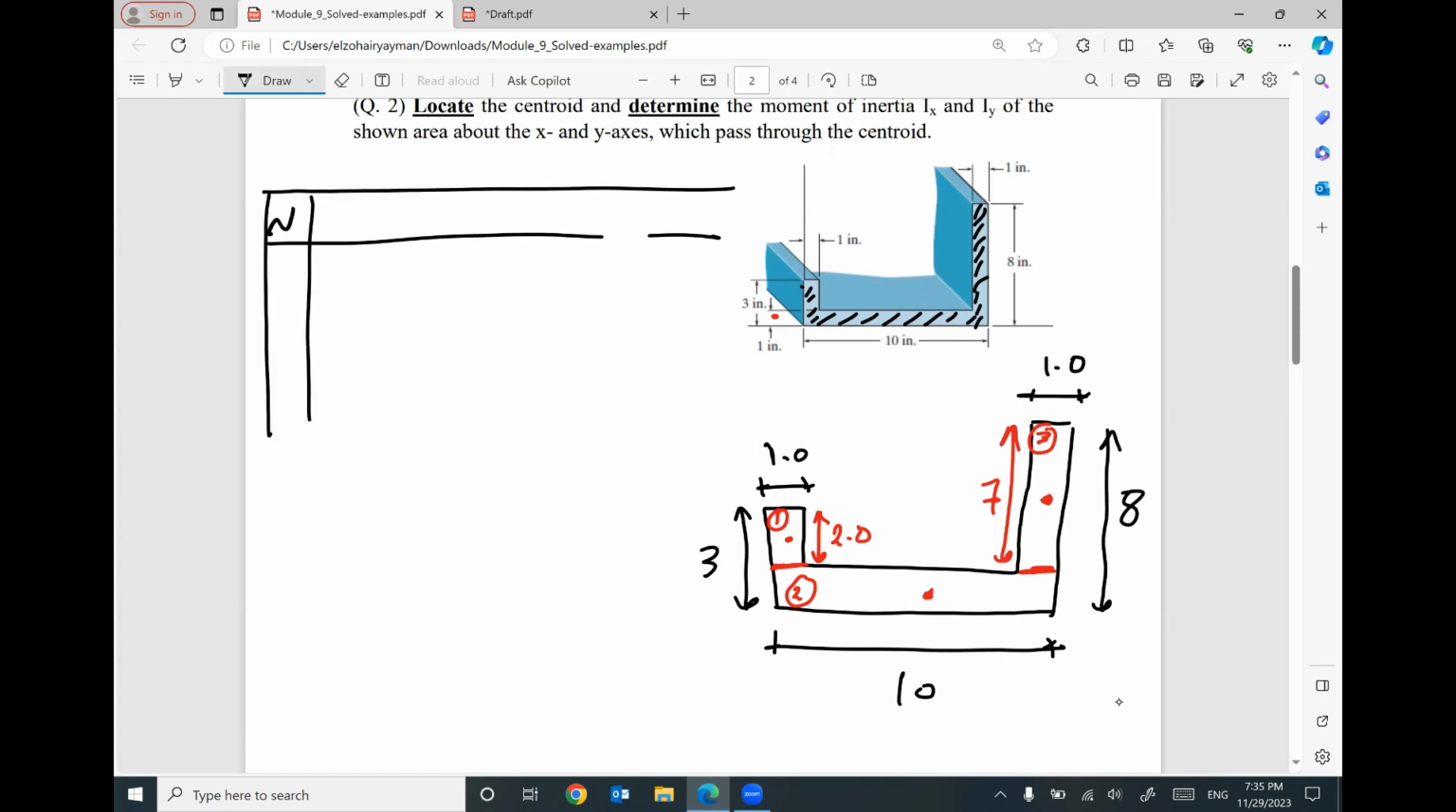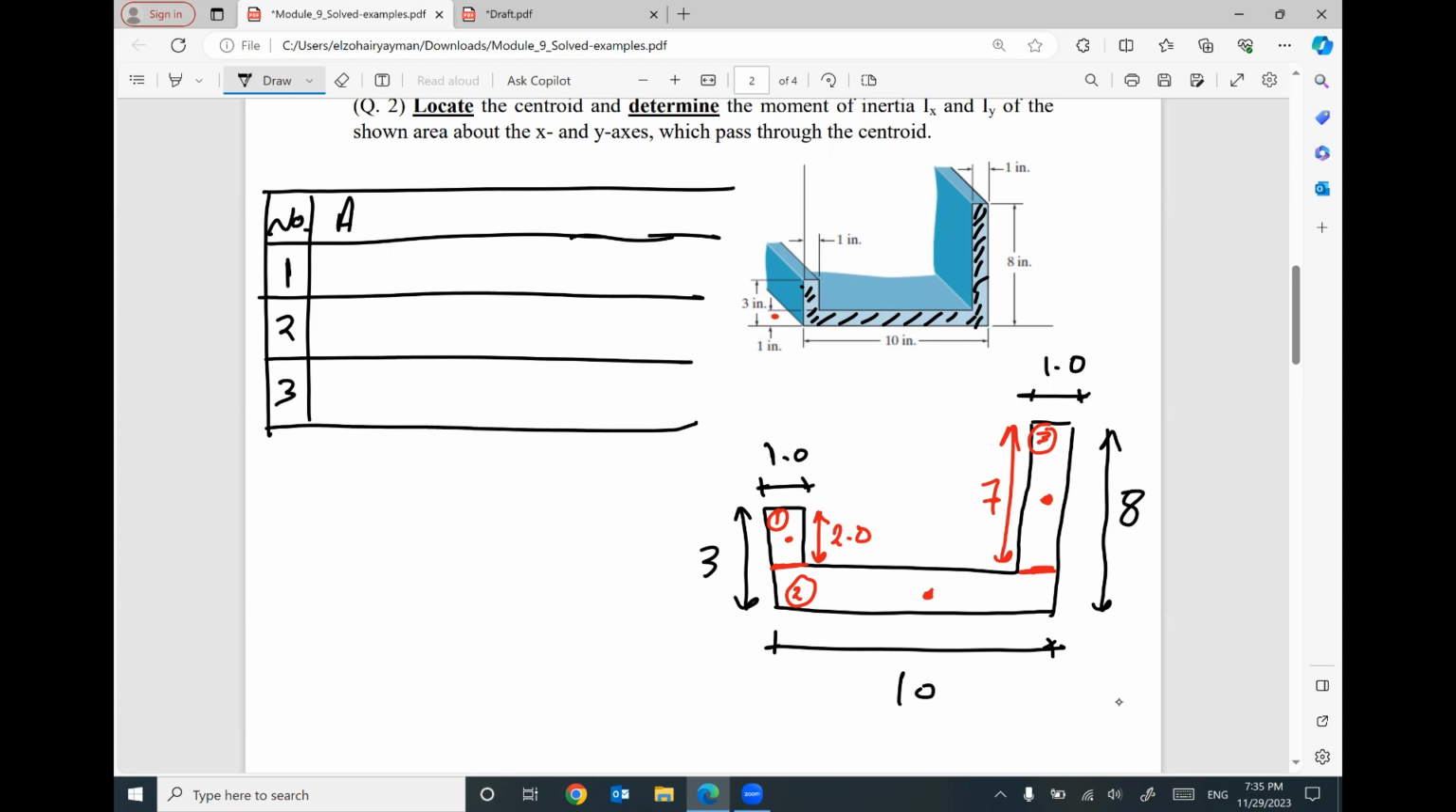How many parts do you have? We have 3 parts. Part number 1, part number 2, part number 3. What is the area of each part? Part number 1, the area will be 2. Part number 2, the area will be 10 times 1. This distance is 1, so it will be 10. Part number 3, it will be 1 times 7, it will be 7.